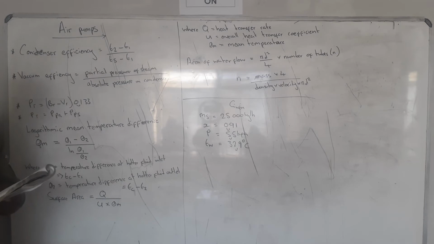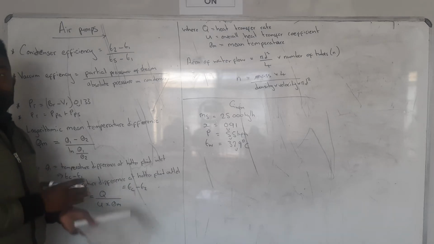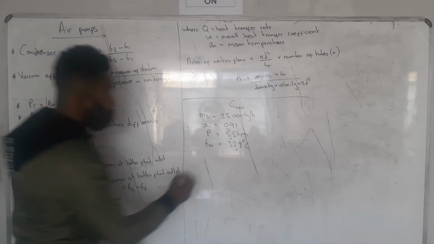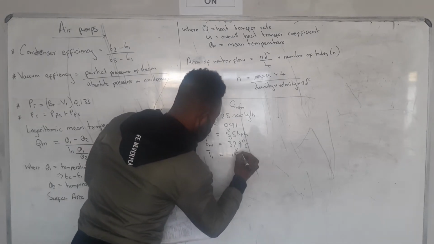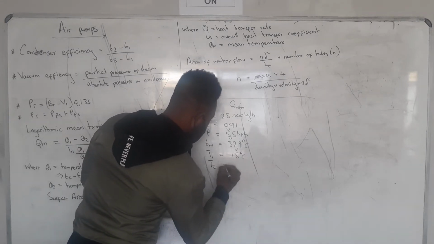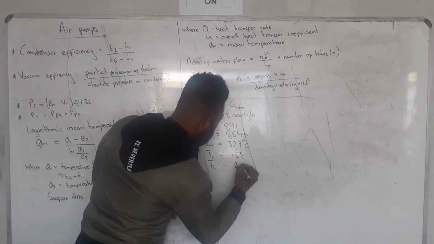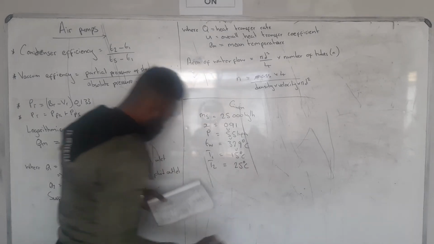They're saying the cooling water is heated from 15 degrees Celsius to 25 degrees Celsius, which means I'm given T1 and T2. T1, and then I have T2, which is 25 degrees Celsius.